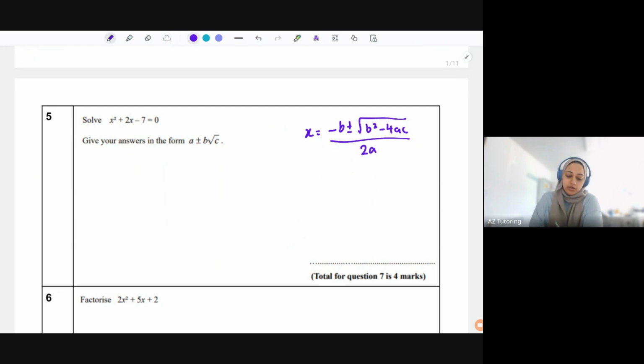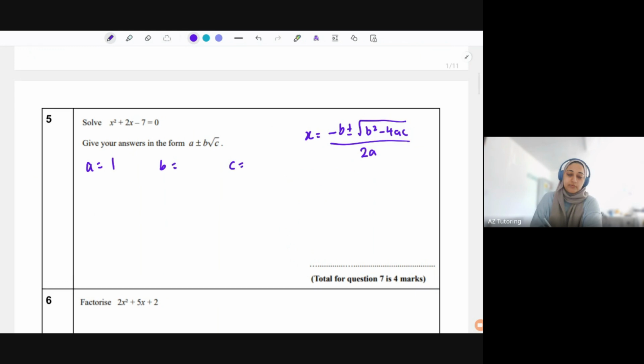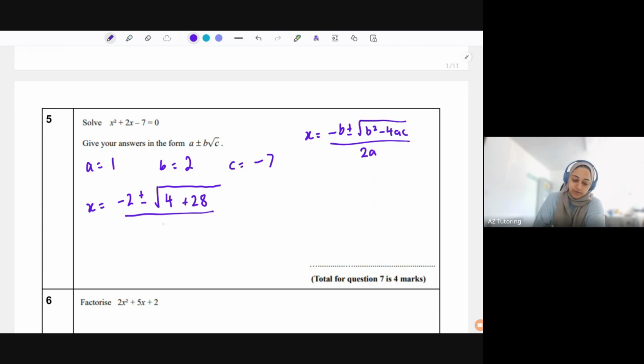So what is a, b, and c? a is just 1 because the number in front of x squared is just a 1. b is 2 and c is minus 7. Sticking everything in, we get x equals minus b, which is minus 2, plus or minus the square root of b squared, which is 2 squared, which is 4. Then we've got minus 4 times a, which is 1, times c, minus 7, which gives us 28. So we're plussing 28, all over 2 times a, which is 2 times 1, which is just 2.